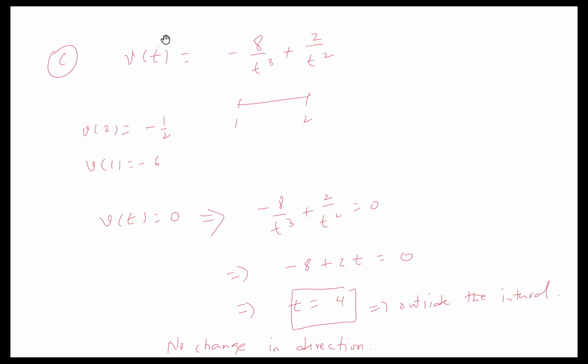Finally, we know that velocity is this one, and we can check the value of the velocity at the endpoints, which at 1 is negative 6, and at 2 is negative half. So at both endpoints the velocity is negative.